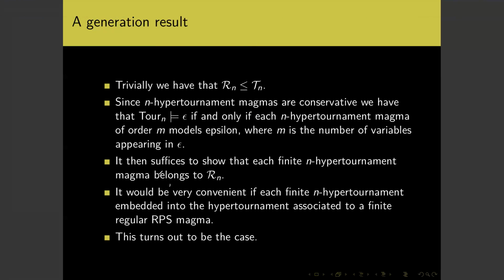So, okay, what it suffices to show is that each N-ary hypertournament embeds into the hypertournament associated to a finite regular rock, paper, scissors magma. Because if my hypertournament or its corresponding magma is T, and I have that T embeds in some magma A, which belongs to the class of all n-ary RPS magmas, and I know that this is a sub-collection of the variety generated by all of these, then I will know that T actually belongs to this variety as well. Okay, so that's what I mean there. And so it turns out that this is the case. So we get very lucky, and the laziest possible way that we could show that this class generates the variety generated by all hypertournament magmas does indeed happen.